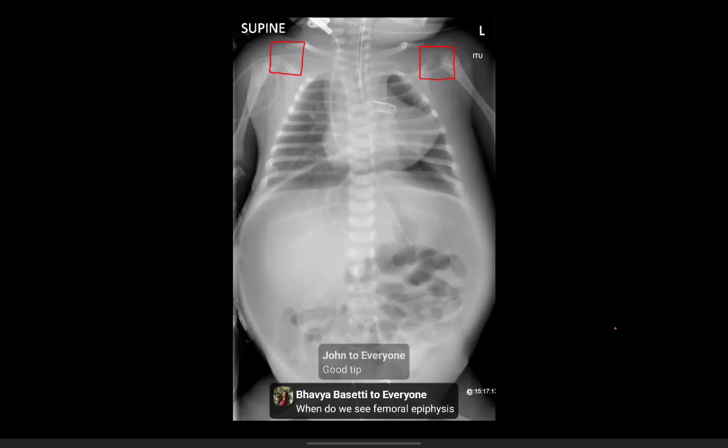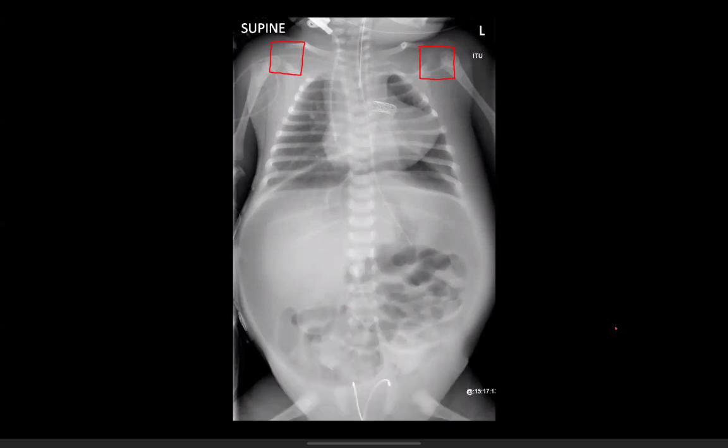The femoral epiphyses come later. So off the top of my head, I think it might be 6, 7, or even 8 months before you might see proximal femoral epiphyses, but the humeral ones should be there within a few weeks post-birth, or post-term, I should say.